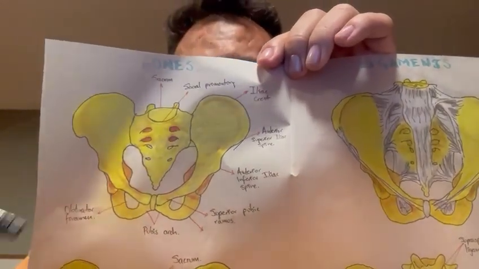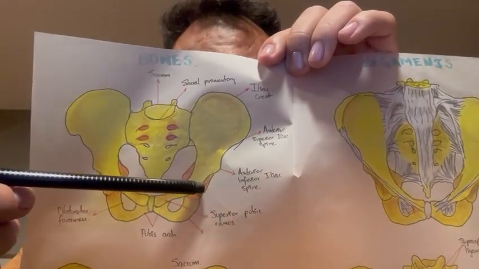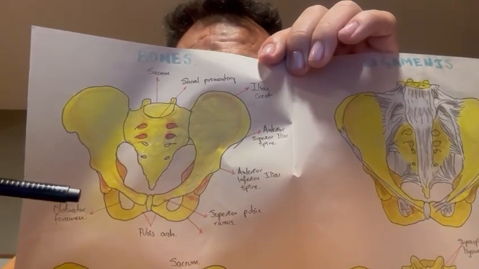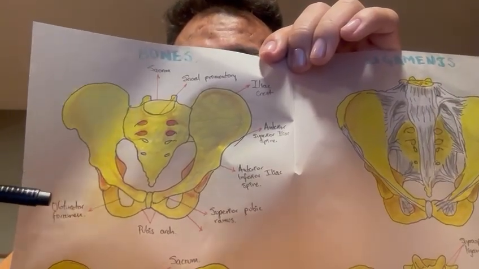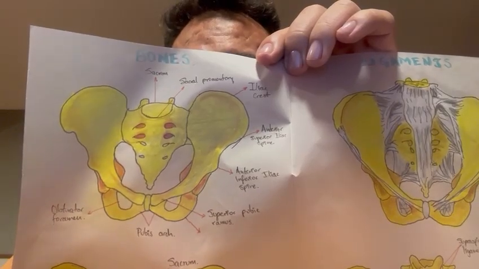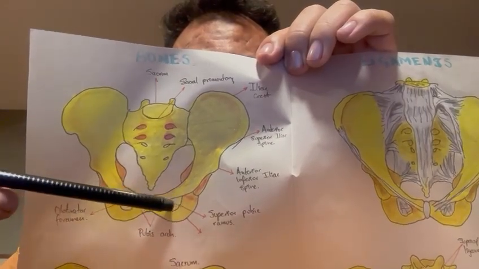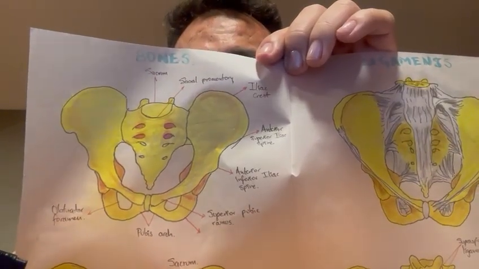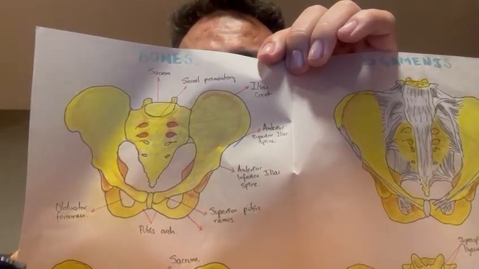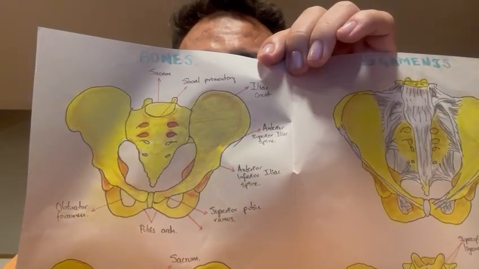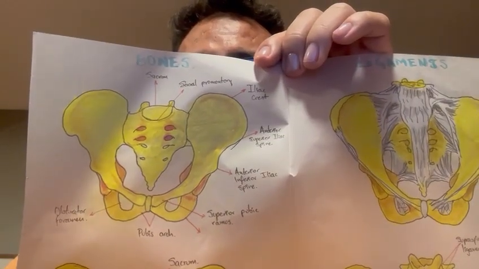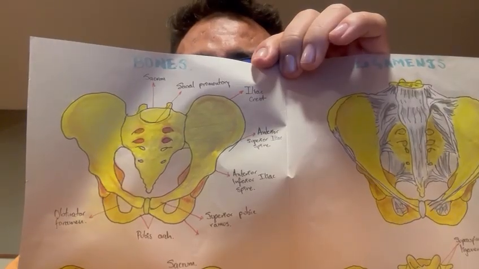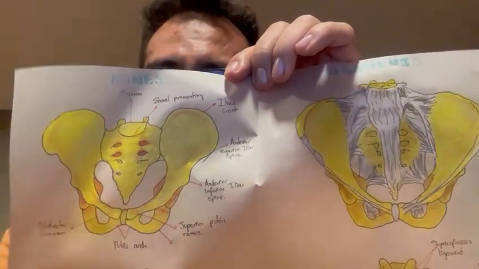Key landmarks: acetabulum, ischial spine, ischial tuberosity, and obturator foramen. The pelvis of females is wider, with a broader pubic arch and a larger pelvic outlet, adapted for childbirth.